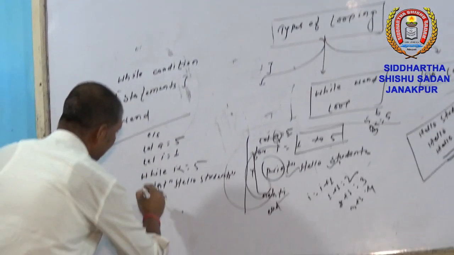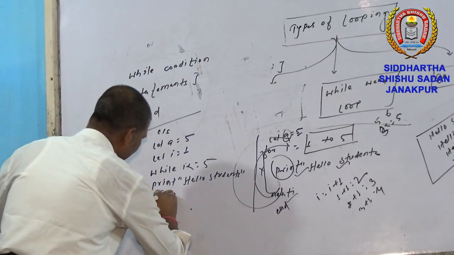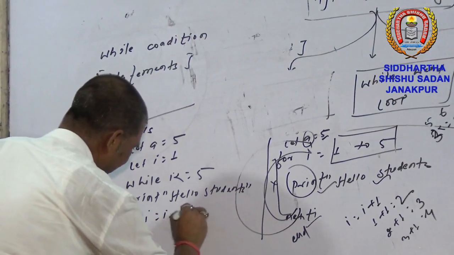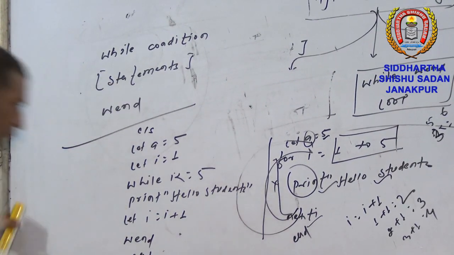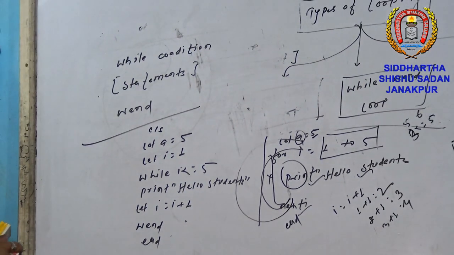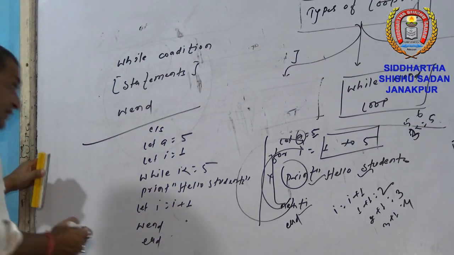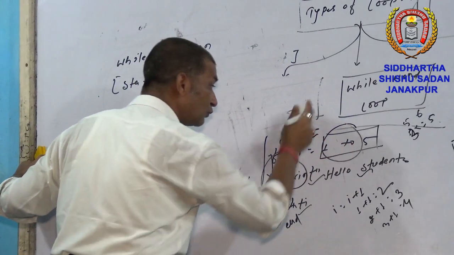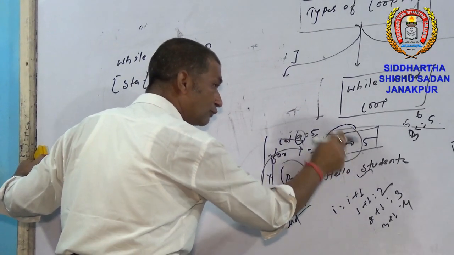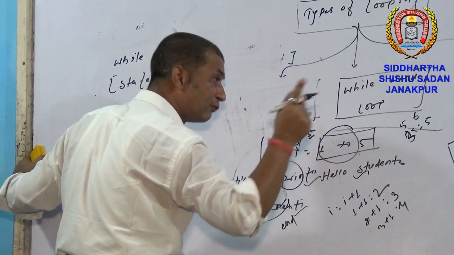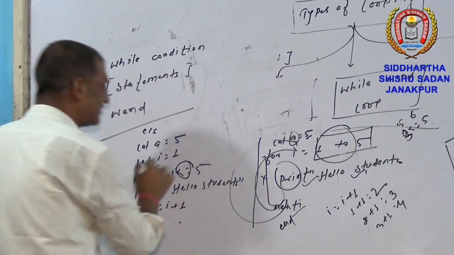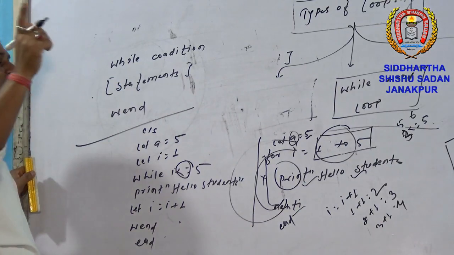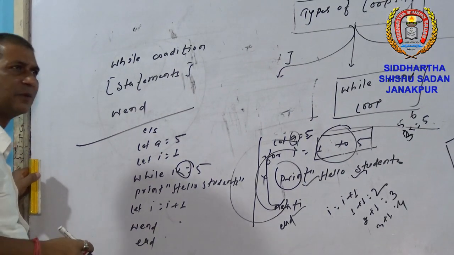Hello students, now pay attention. Let I equal to I plus 1. When we do the comparison of both programs, students, here in the case of the for next loop, the to clause is used to identify the condition of the looping statement, but in the case of the while loop, relational operators are used to identify the condition of the looping statement.